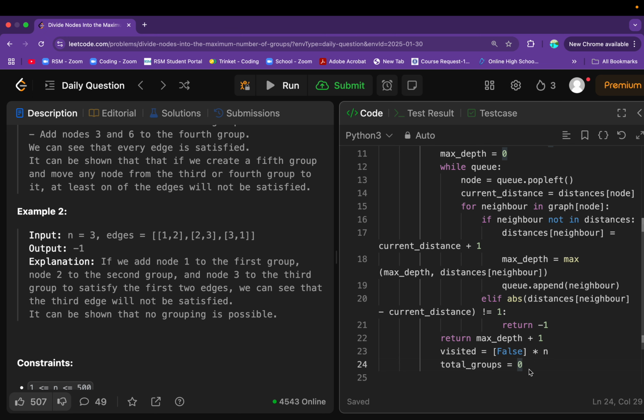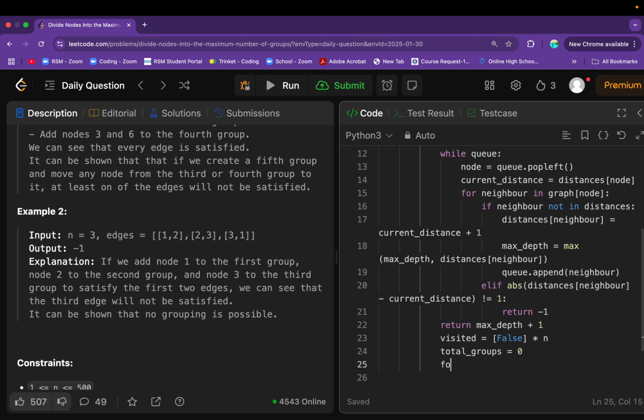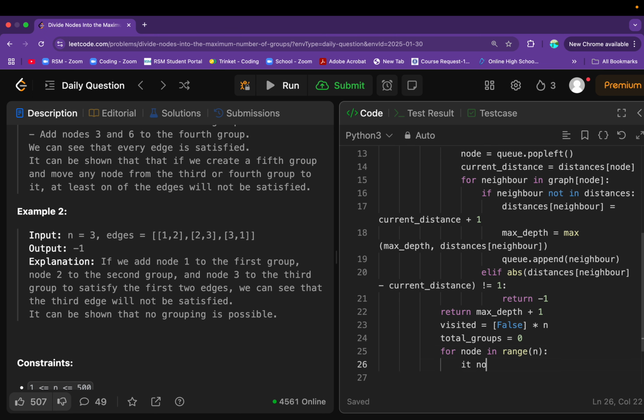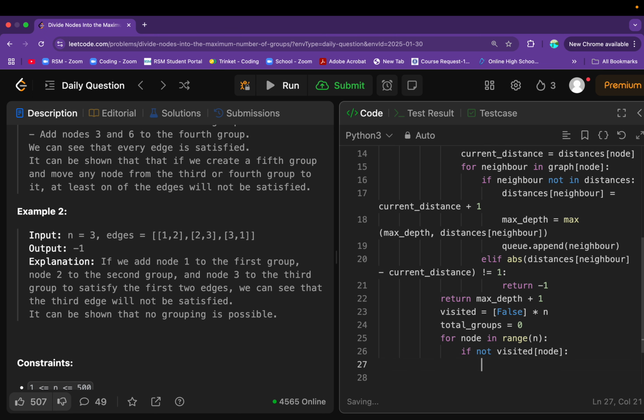Now, let's process each node, right? The way we can do that very simply using a for loop in Python is, for every node in the range of n, the number of nodes we have, we want to first check if not visited at the current node. That means the node hasn't been visited yet, and so we can process its component for every iteration of each node in the input. So if we haven't visited it just yet, now let's find the connected components.